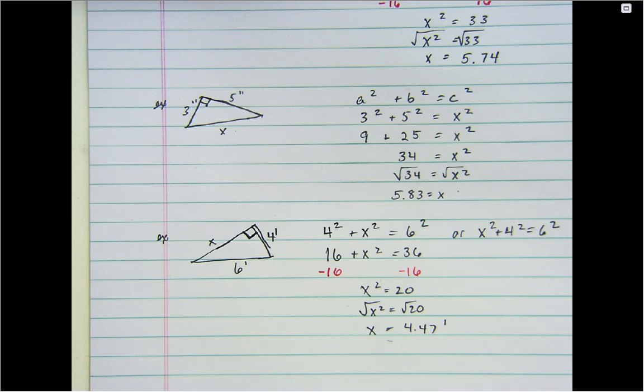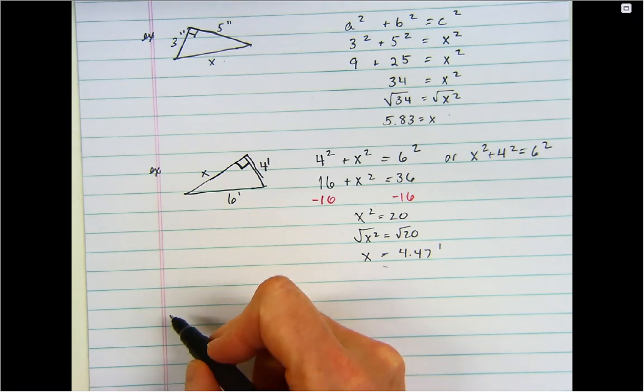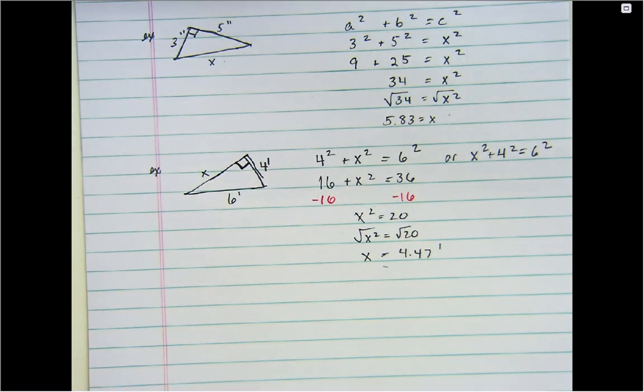So that's our first task in this section, to be able to use the Pythagorean theorem. The second task is to prove the Pythagorean theorem. Remember, our proofs are irrefutable steps leading to an unassailable conclusion.